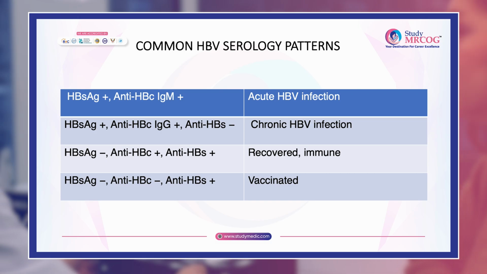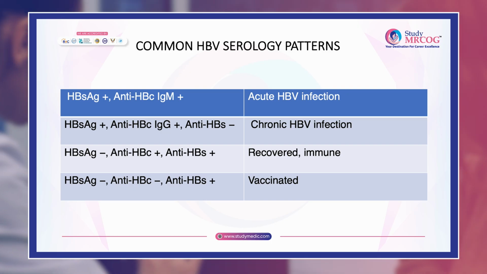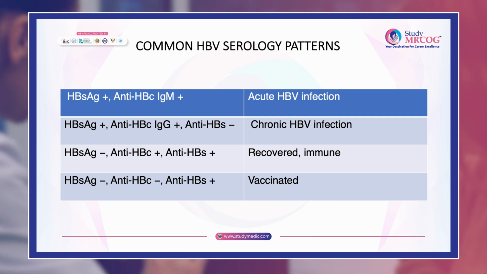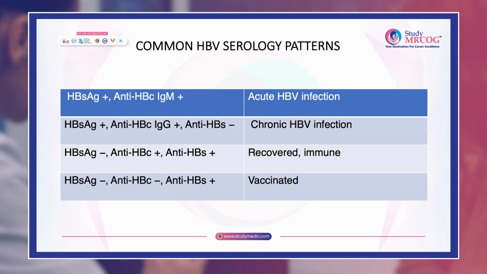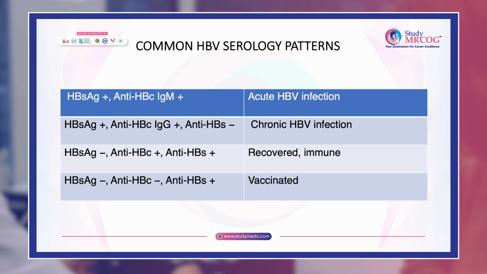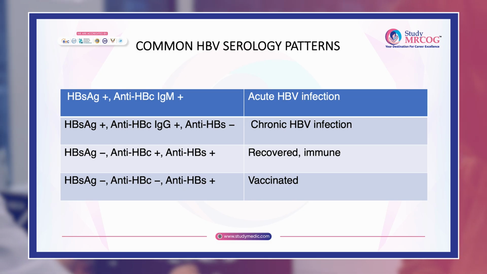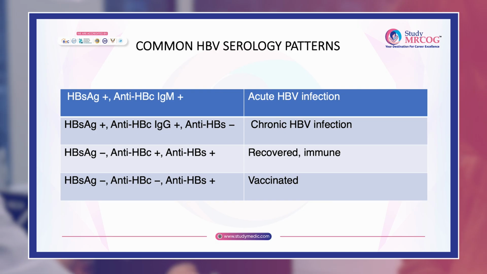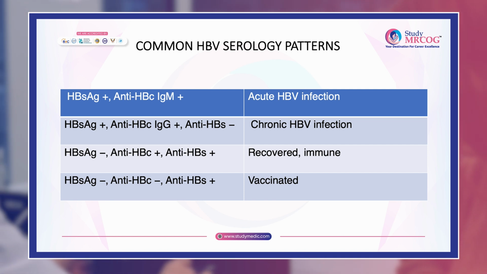If in the first scenario, the hepatitis B surface antigen is positive, we need to think of current infection. And if it is positive with IgM anti-HBc, then we are dealing with an acute hepatitis B virus infection. If the core antibody is positive, but it is IgG type, and there is hepatitis B surface antigen detected, but the surface antibody is not detected, then we are dealing with a chronic hepatitis B virus infection. So please note, IgM comes in acute infections and IgG is present in chronic infections.